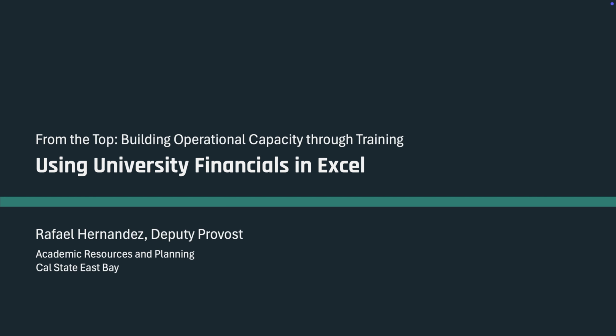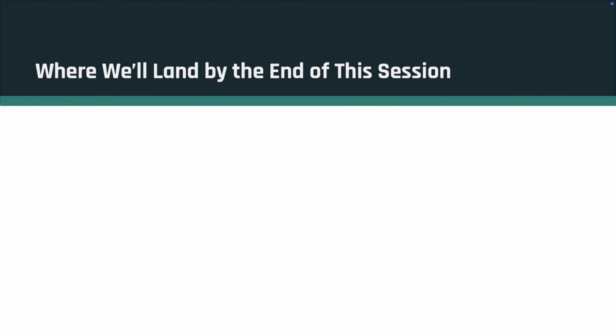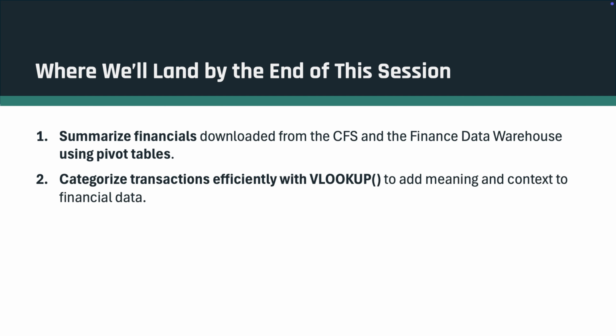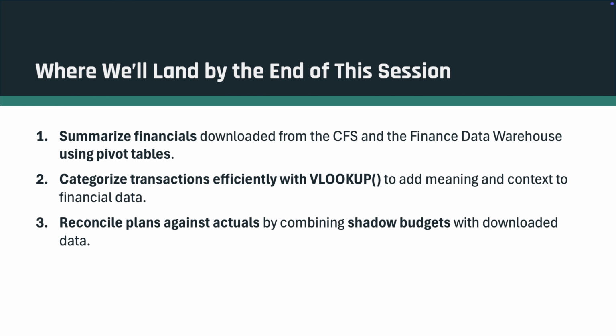In this session, we'll move forward on our data journey by working with university financials in Excel. By the end of this training, you'll know how to summarize financials from CFS and the Finance Data Warehouse using pivot tables. You'll also be able to add meaning to those transactions by categorizing them with the VLOOKUP function in Excel. And finally, you'll be able to bring plans and actuals together by pairing your shadow budgets with downloaded actuals from the Finance Data Warehouse.